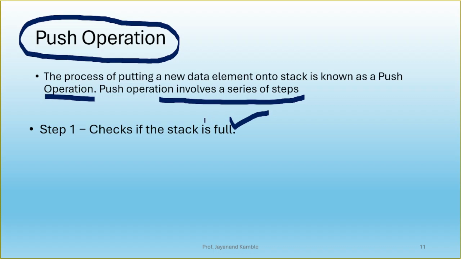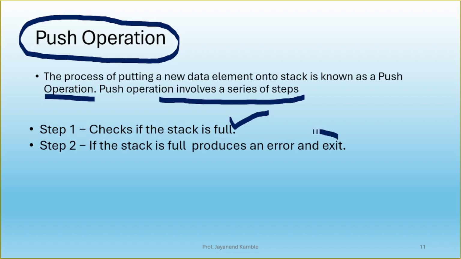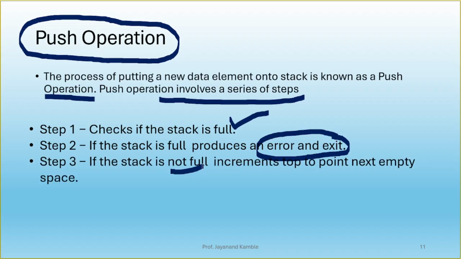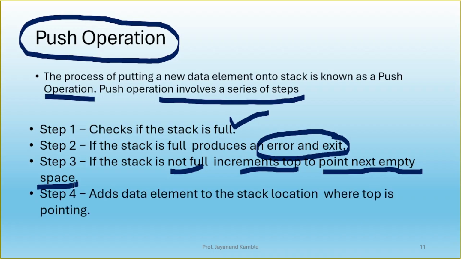So check if stack is full. If stack is full, produce the error and exit. What kind of error? We will give the message as stack overflows or stack is full. That is the error message that we are going to produce, and then we will stop the program. If stack is not full, then increment the current value of top to point to the next empty slot or space, and then accept a new input or data element to add onto the stack and put that element onto the stack location where top is currently pointing.